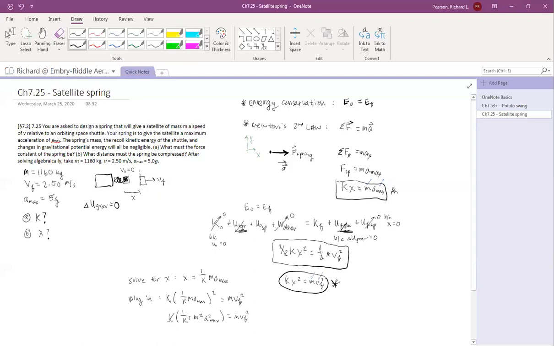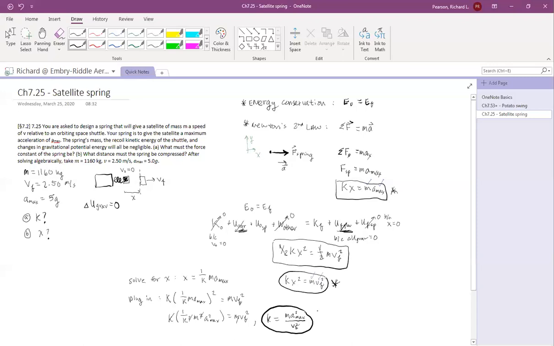So then this k cancels, one of the m's cancels, and if we bring the k to the other side, then we end up with k equal to m a max squared over v final squared. So now we have an equation that only has pieces that we know, right? We know m, we know a max, and we know v final squared.